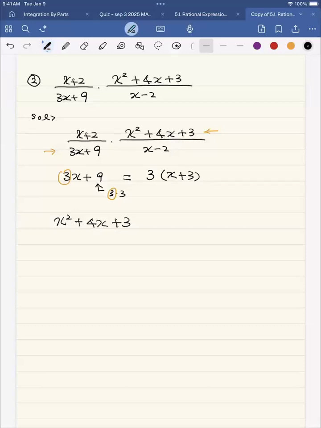And we have x squared plus 4x plus 3. Then 3 is 1 times 3. And when we add them up, we will get 4, which is the same as 4 in front of x. So we can decompose it as x plus 1 times x plus 3.